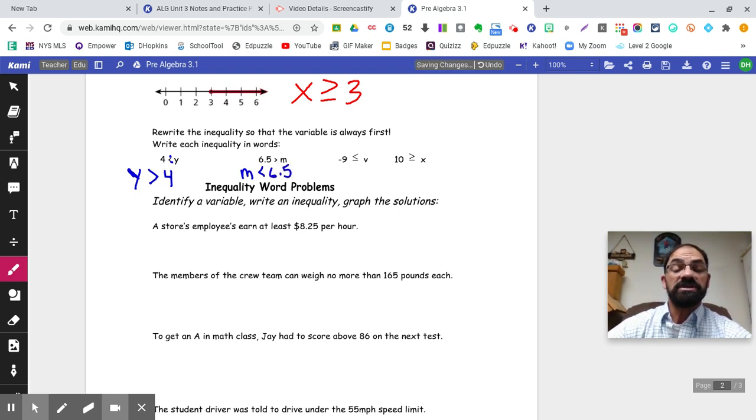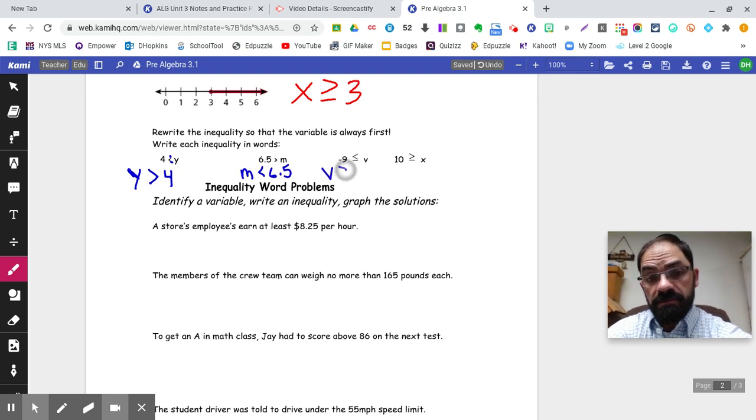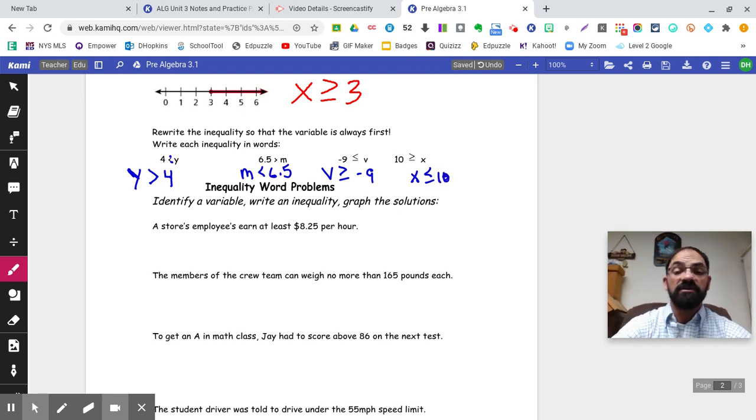it makes it so much easier when the variable comes first. Because if you remember from the previous lesson, when I graph these, it's less thinking. Because as long as the variable comes first, I can shade in the direction that the sign is pointing. Flipping this one and the last one, 10 is greater than or equal to x, so x is less than or equal to 10. They have the same meaning, it just makes it easier to graph and read.